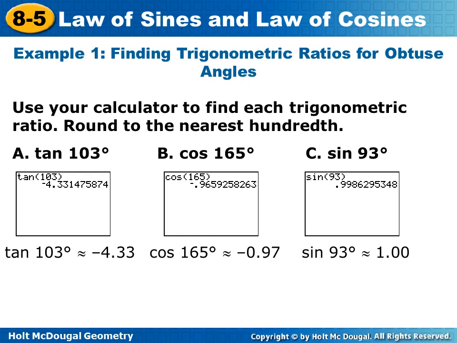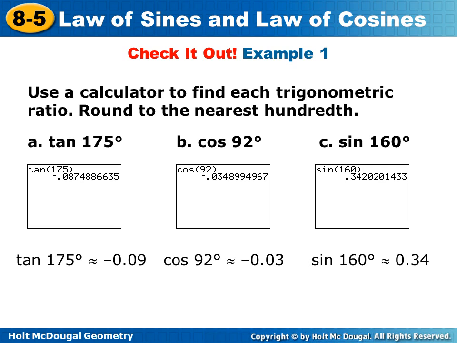You should have gotten tangent of 103 approximately negative 4.33, cosine of 165 approximately negative 0.97, and sine of 93 degrees approximately 1. Our first example is going to use a calculator to find each of the trigonometric ratios here and round to the nearest hundredth. So try these ones just to make sure that you don't have any problems with your calculator and double check them. If you aren't getting the right answers, make sure your calculator is in degree mode, not radian mode.